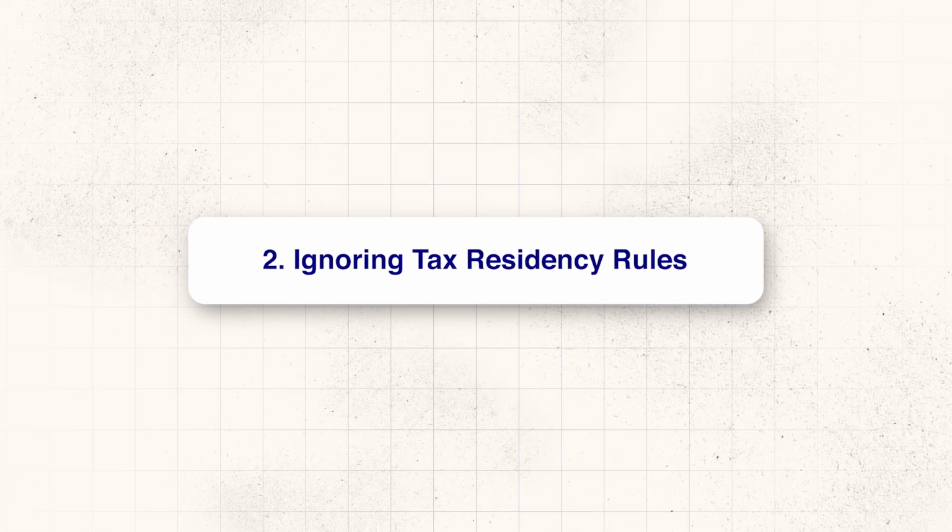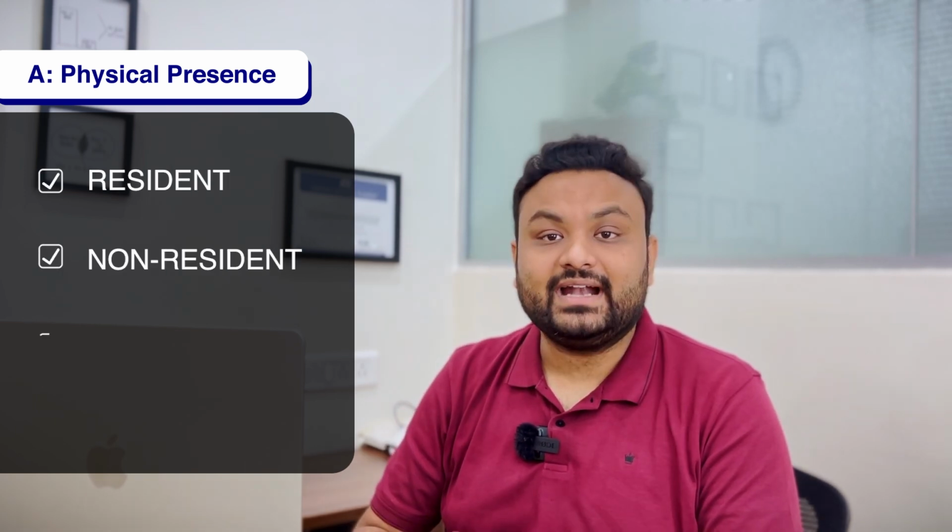Number 2. Ignoring tax residency rules. Sometimes NRIs fail to correctly determine their tax residency status. Now, this can have significant implications on your tax liability also. NRIs can check their tax residency status by considering the following factors. A. Physical presence. Now, the number of days an individual spends in India during a financial year is a significant factor in determining tax residency status. The income tax laws in India classify individuals into 3 categories based on their physical presence: resident, non-resident, and not ordinary resident.